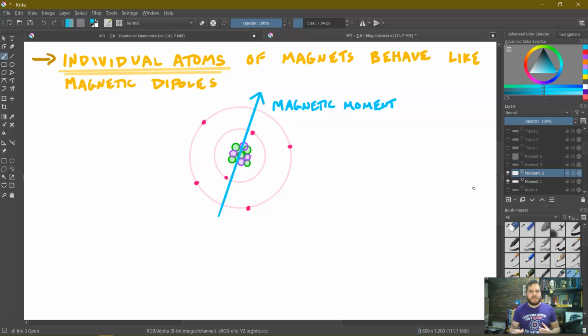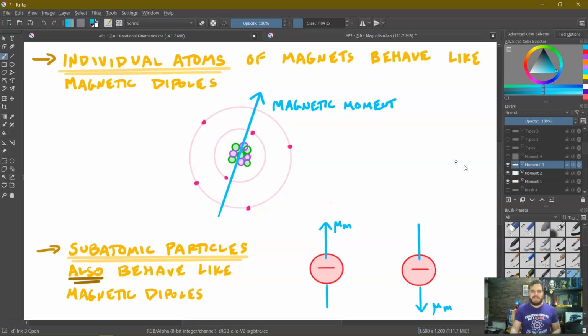Now, what happens if we broke this atom down into even smaller parts? We would actually see that even subatomic particles behave like magnetic dipoles and even have their own magnetic moments, or their own north and south poles, respectively. So looking here, I have, for instance, two electrons, and this mu here really is just a symbol for magnetic moment. So this tells me the magnetic moment of this one is pointed upward, the magnetic moment of this one is pointed downward. And this is closely related to a quantum mechanical property of electrons known as spin.